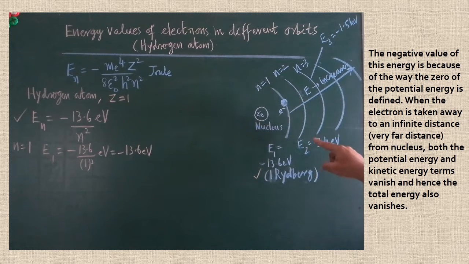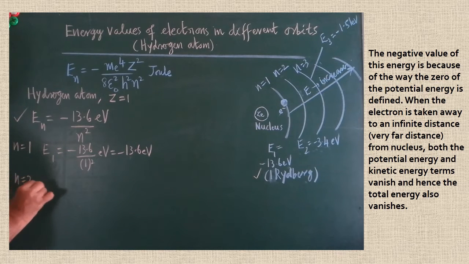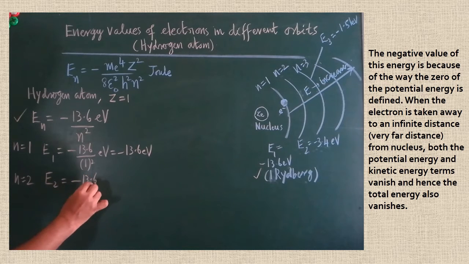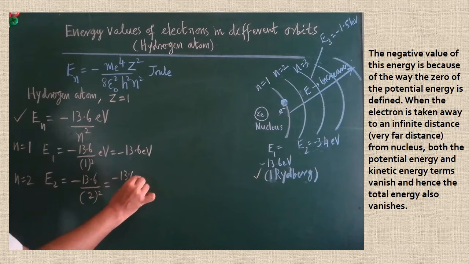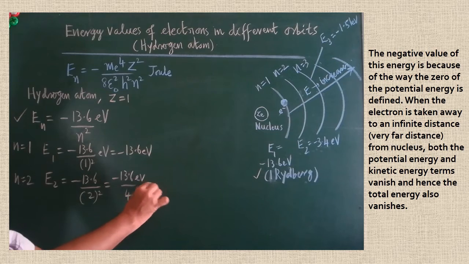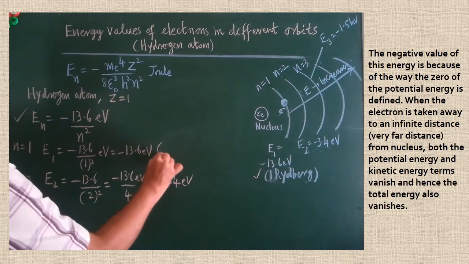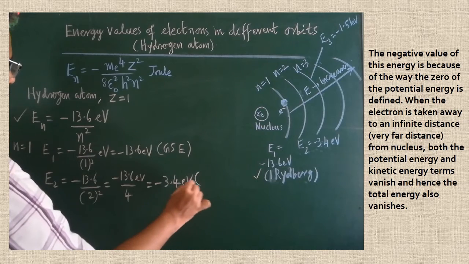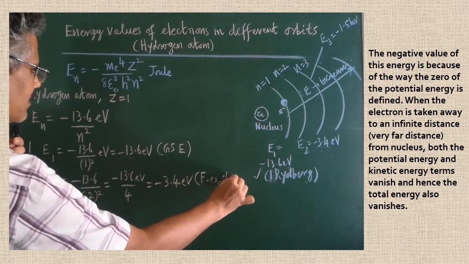How to calculate the electron's energy in the second orbit? Instead of n, we have to substitute 2. E2 is equal to minus 13.6 divided by 2 square, that is, minus 13.6 electron volt divided by 4. So finally we will get minus 3.4 electron volt. The first is called the ground state energy level, and this is called the energy of the first excited state. Are you clear?